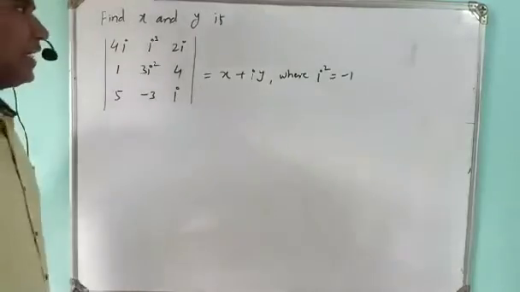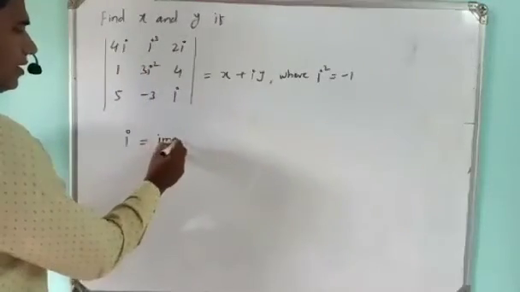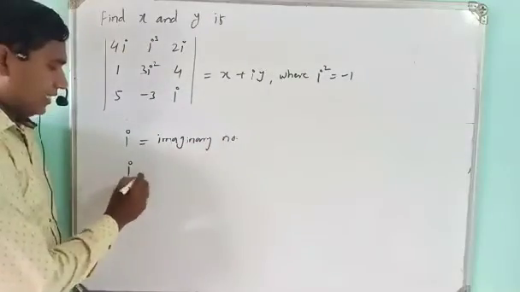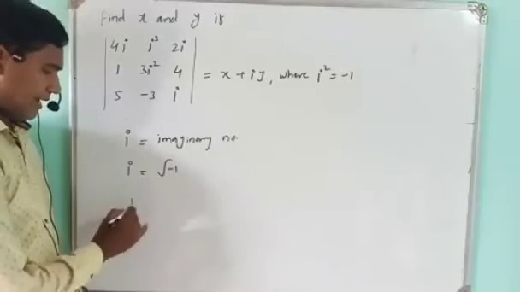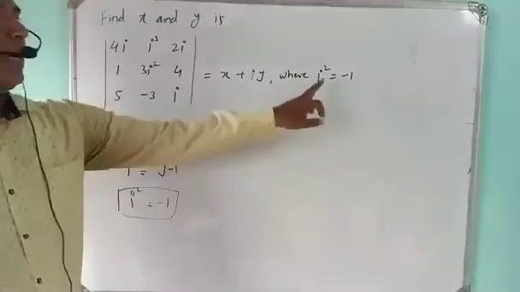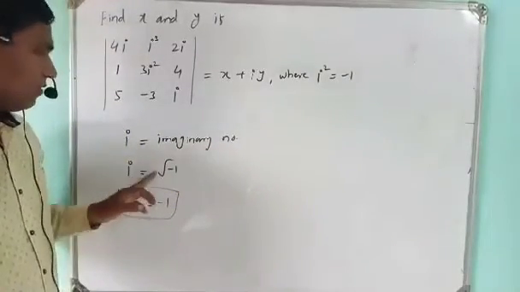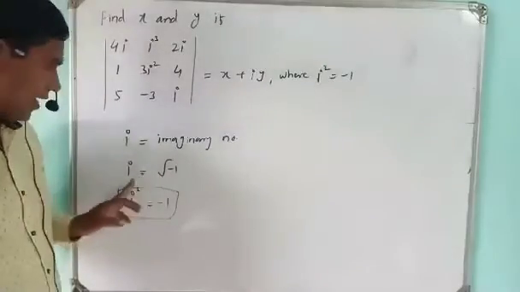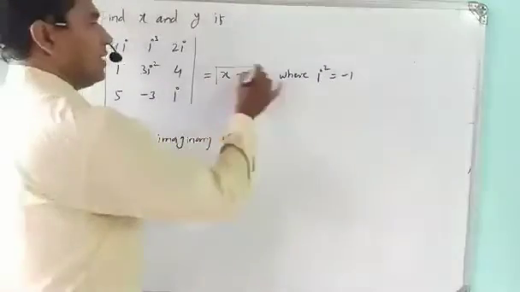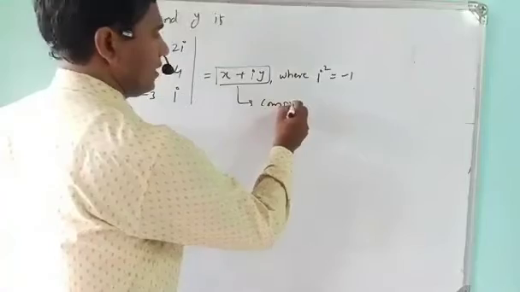The important thing here is, what is this i? i is said to be the imaginary number. The value of i is root minus 1, and i square is equal to minus 1. It is already given that i square is equal to minus 1. So i means an imaginary number, i is equal to under root of minus 1, and squaring gives i square equal to minus 1. Remember this. And this x plus iy is said to be a complex number.